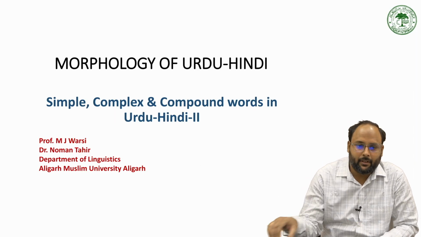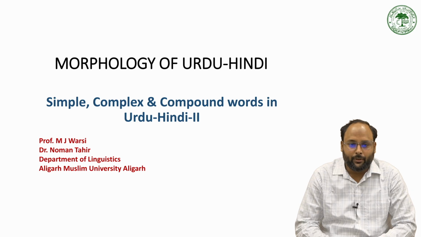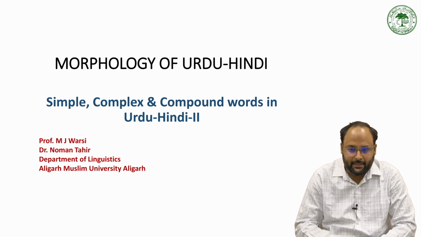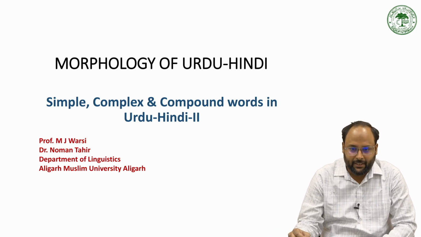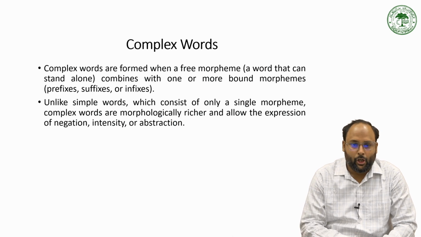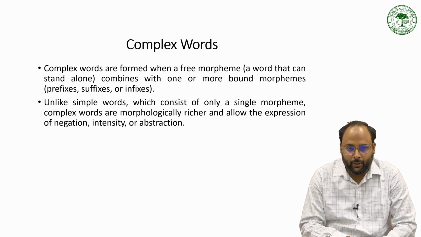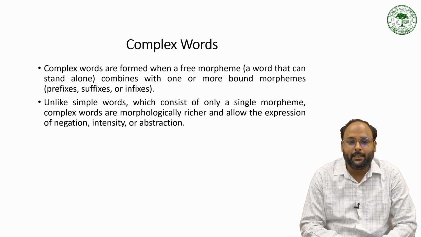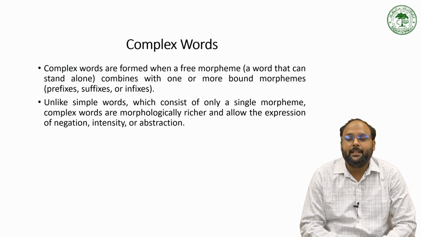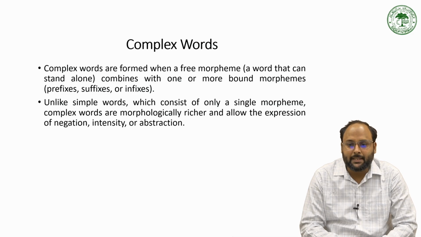In this lecture, we are discussing the types of words. In the previous lecture, we discussed the simple words, and now we are discussing the complex words and compound words. Complex words are formed by the combination of one free morpheme and other bond morphemes. In one free morpheme, we can add one or more than one bond morpheme to make complex words. Unlike simple words, a complex word consists of a single free morpheme plus one or more bond morphemes. That is called a complex word.